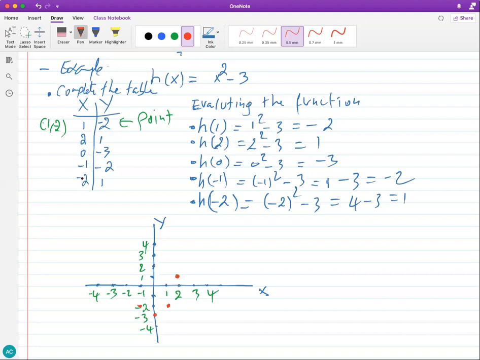What else? The last point here, -2 and 1. Where do you start and where do you go? Start from x, -2, and then go up 1. That's right. Go up once. 1 is here, so we're going to go like this.